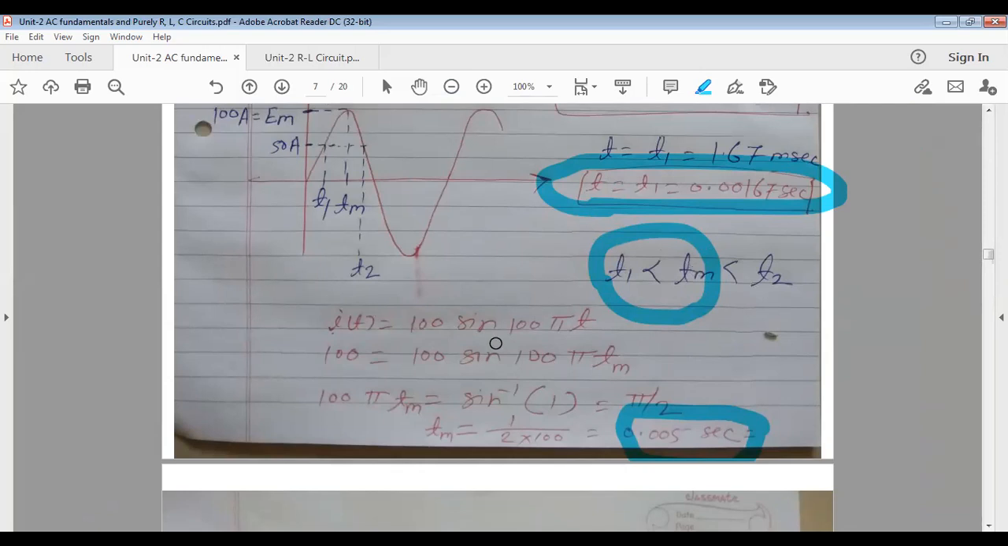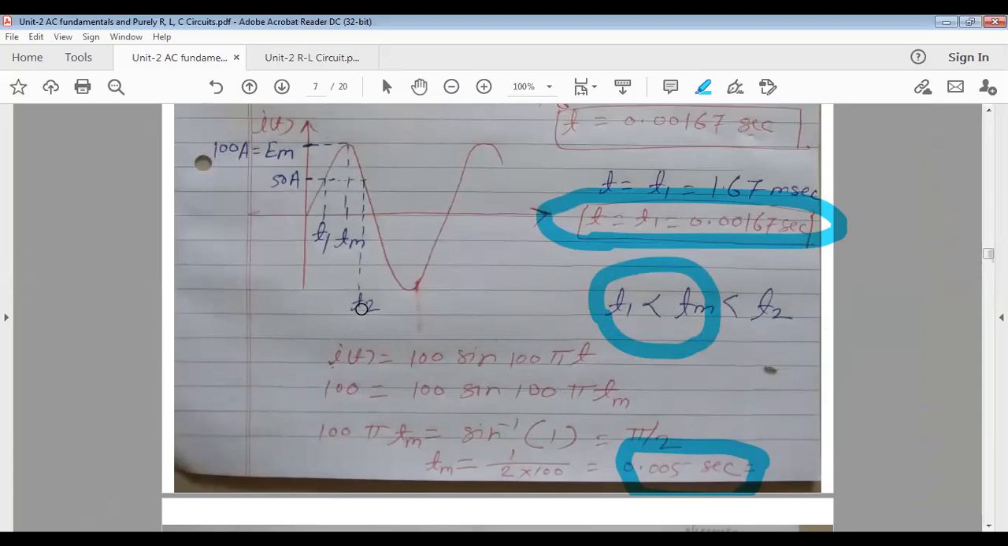Now, suppose you get asked an MCQ question: calculate the time taken by the current to reach 50 ampere the second time. What do you have to calculate here, T1 or T2? T2. Isn't it? The question is to calculate the time taken when the current reaches 50 ampere the second time. So T2 you have to calculate. Now can you tell me how to calculate T2?